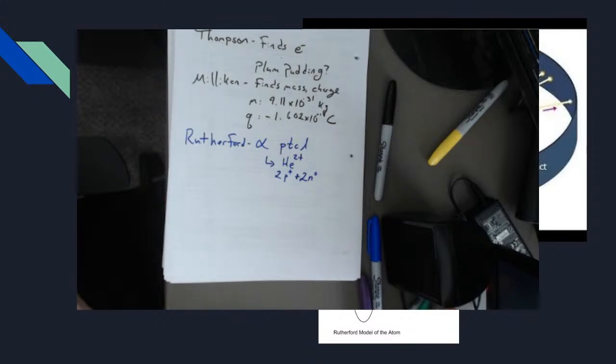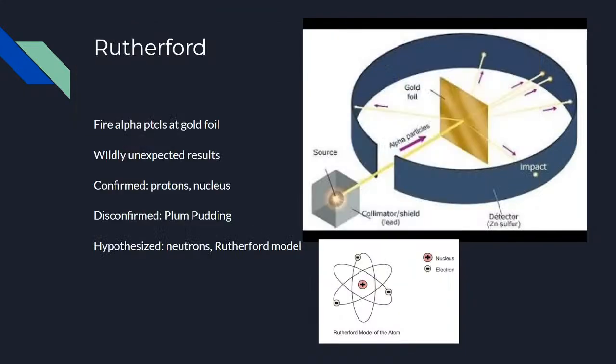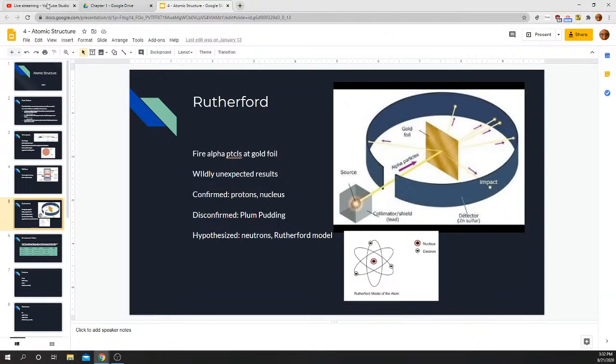They didn't know it was a helium nucleus back then. Now we do know that. So that is what this little blob of uranium was firing at. Let's go ahead and bring this up.